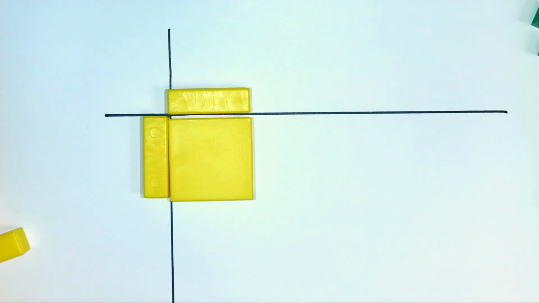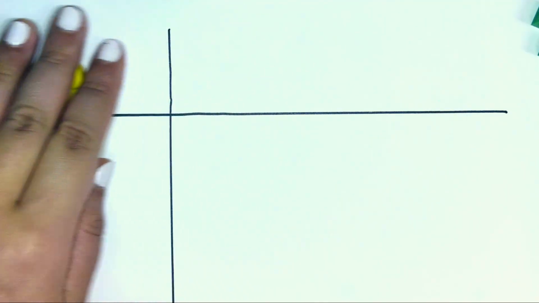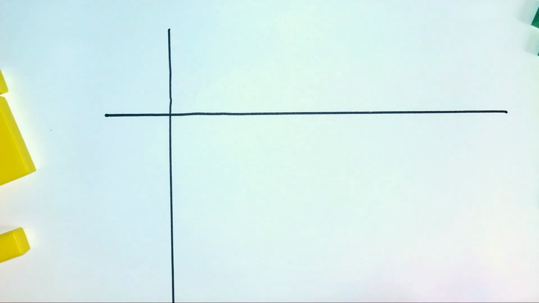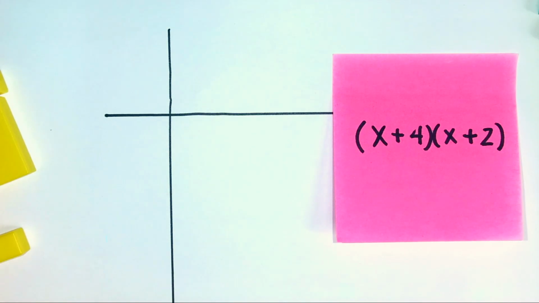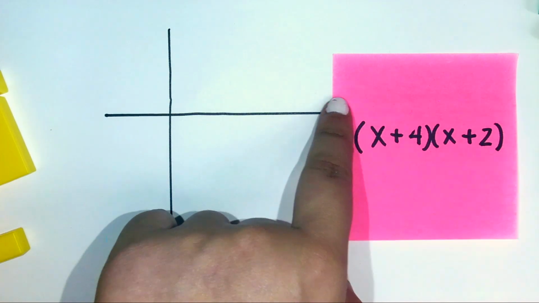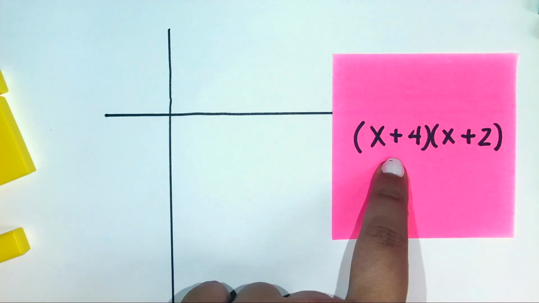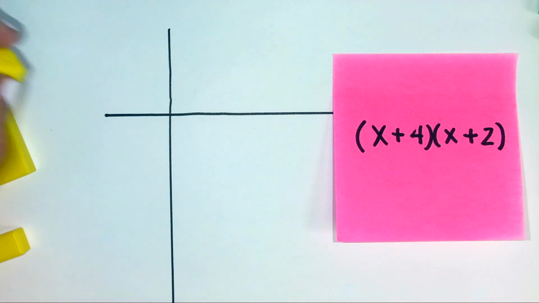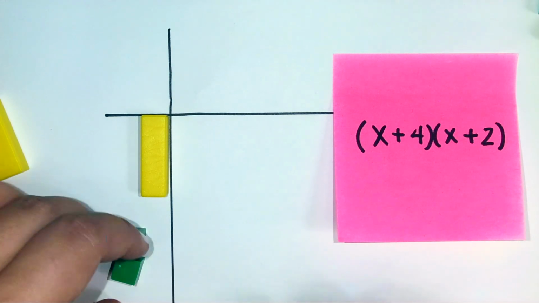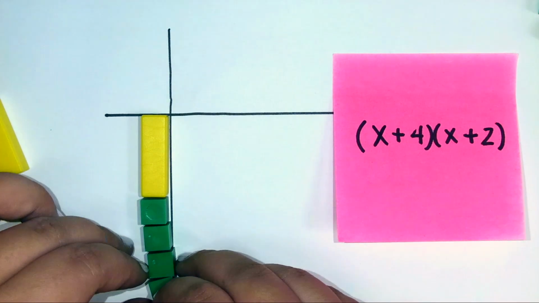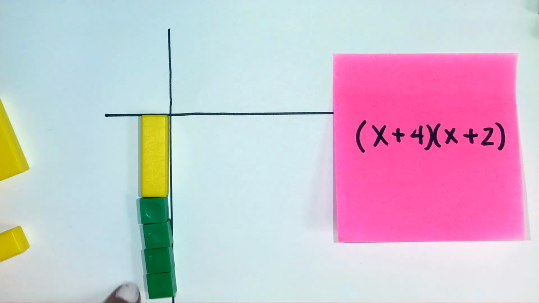Now let's practice modeling what this expression is going to look like. We're going to use the example of x plus 4 times x plus 2. First, before we start multiplying, we're going to represent the two terms as factors on the side and the top of the corner piece. So if I have x plus 4, that looks like 1 x bar and 4 cubes, which represents the 4 constant. So here, this represents x plus 4.